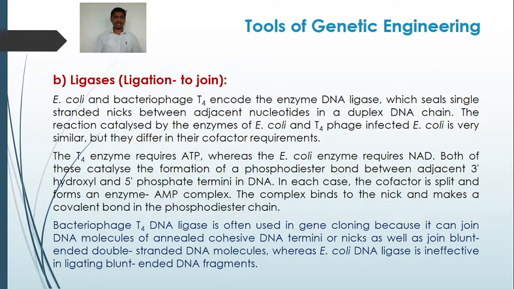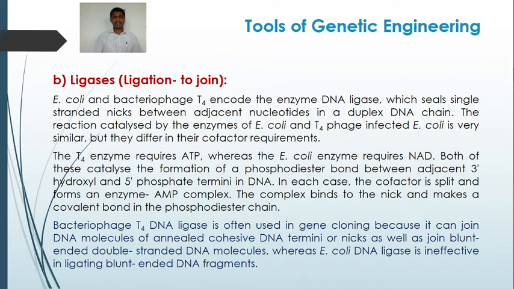The first one is the bacteriophage T4 DNA ligase, and the second one is the E. coli DNA ligase. The bacteriophage T4 DNA ligase enzyme requires ATP as cofactor, whereas the E. coli DNA ligase enzyme requires NAD.